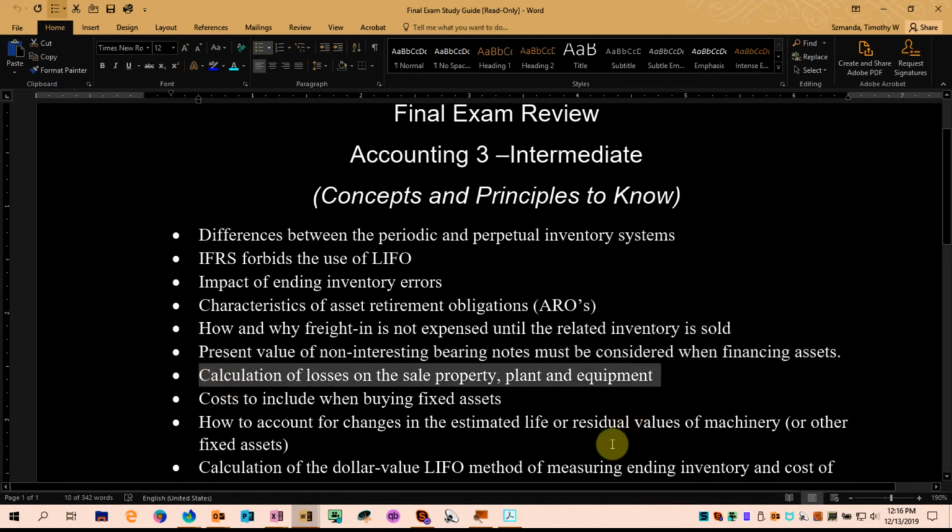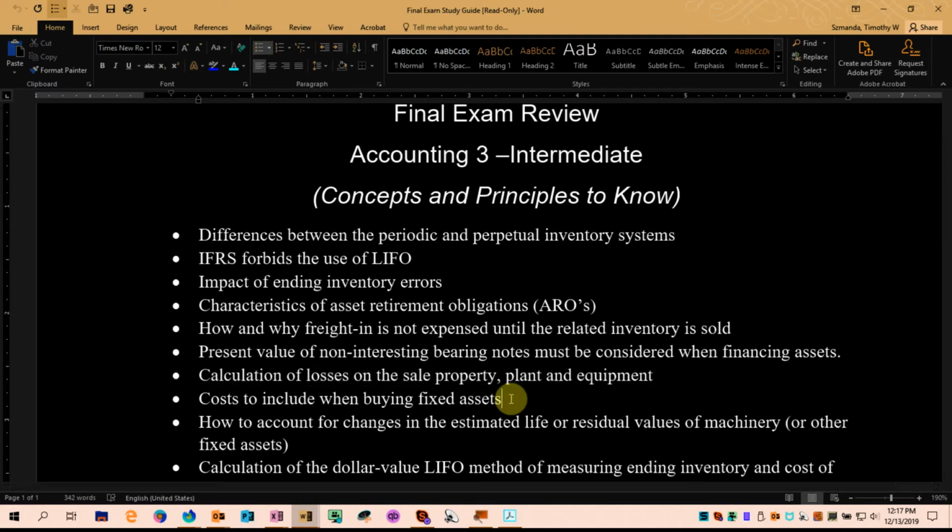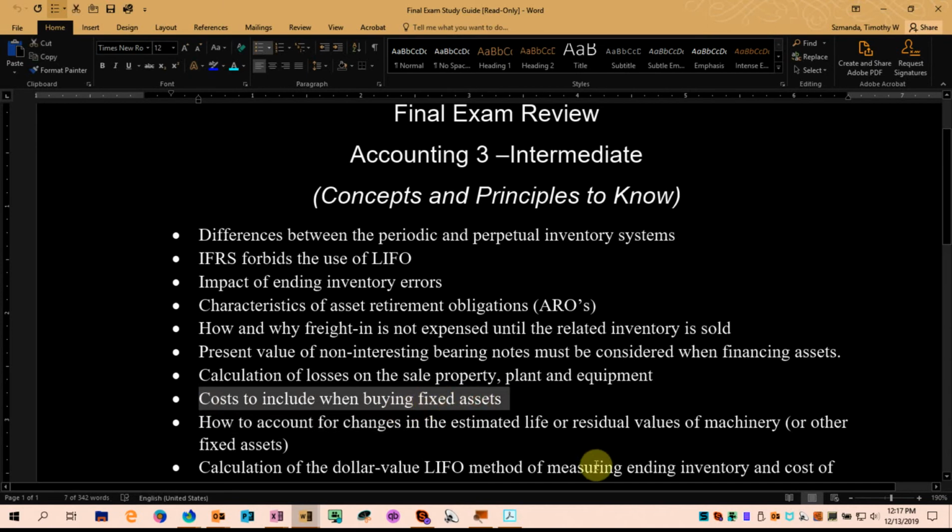I'd also review the calculation of losses on the sale of property. A pretty straightforward calculation that we've discussed in the past, where if an asset is sold at a price below its book value, then the company would have to record a loss. Know what costs to include when buying fixed assets.